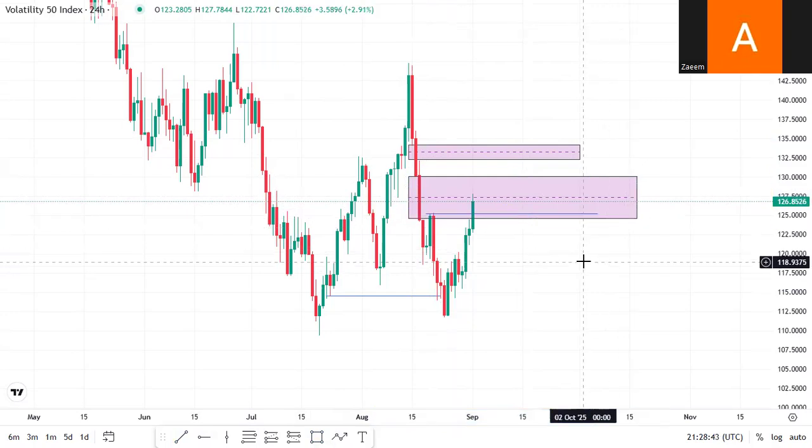If there is, what I'll be looking for is in the lower time frame. If the lower time frame gives me more confirmation, then I will enter. That is what I'm trying to say.